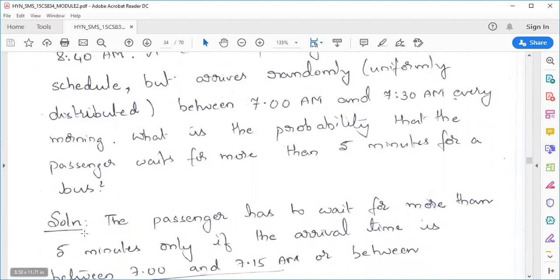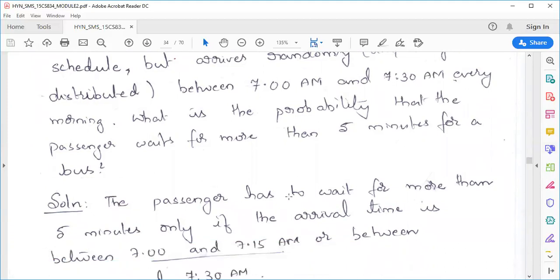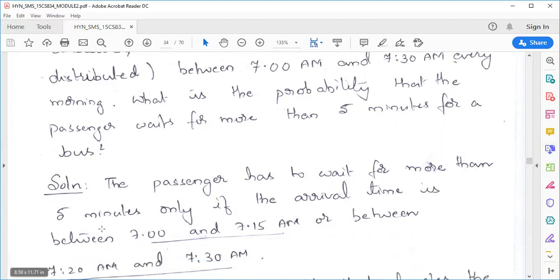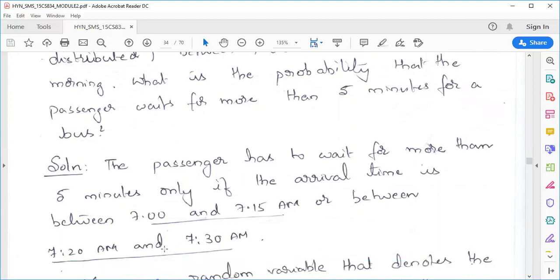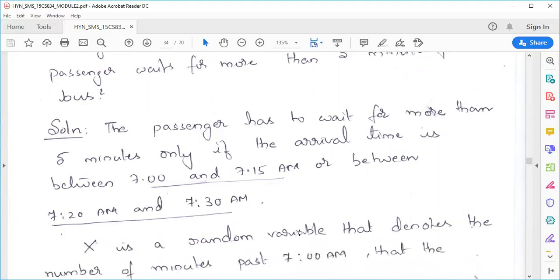Look at the solution here. The passenger has to wait for more than 5 minutes. This is the condition we have to find. The question asks for the probability that the passenger waits for more than 5 minutes. The passenger has to wait for more than 5 minutes only if the arrival time is between 7 and 7:15, or between 7:20 and 7:30. Here also the passenger waits for more than 5 minutes because the next bus comes at 7:40 a.m.